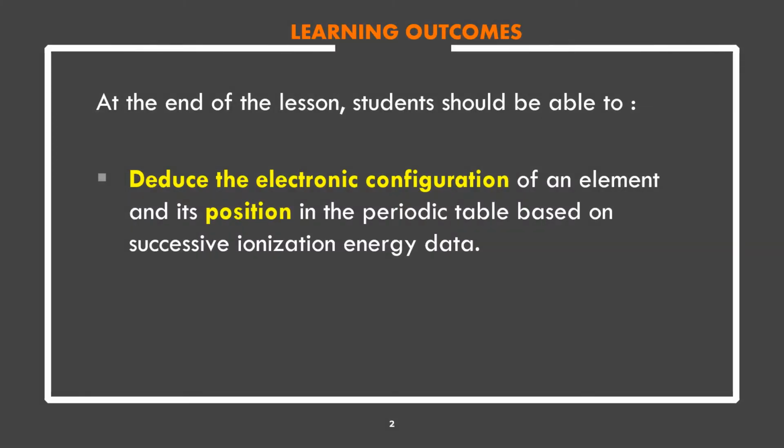In this lesson, you are going to learn how to deduce the electronic configuration of an element and its position in the periodic table based on the successive ionization energy data. Okay, you are going to learn bagaimana nak mendapatkan electronic configuration of certain element dan dia punya position, iaitu block of the element tersebut in the periodic table berdasarkan ataupun dengan menggunakan successive ionization energy data.